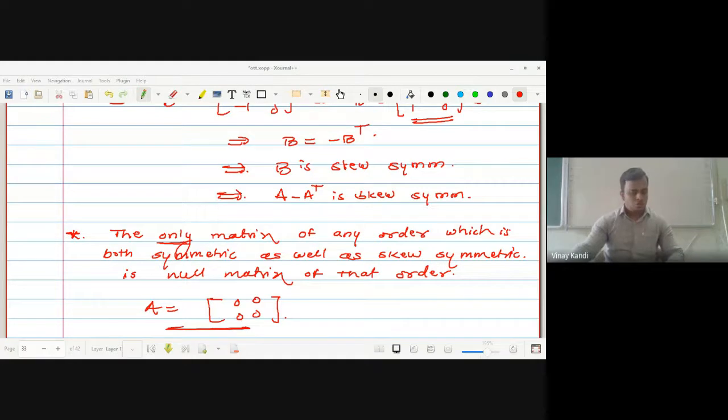Okay, so two more types are there: Hermitian matrix and skew Hermitian matrices. The remaining part sir will take from Monday. Okay, for today it is sufficient now.